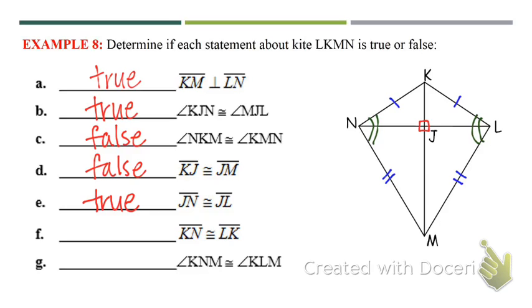Angle KJN is congruent to angle MJL. We also know that angle NKM is not going to be congruent to KMN. We also know, of course, KJ is not congruent to JM. But we do know that JN is congruent to JL. We also know that KN is congruent to LK. And we also know that angle KNM is congruent to angle KLM.